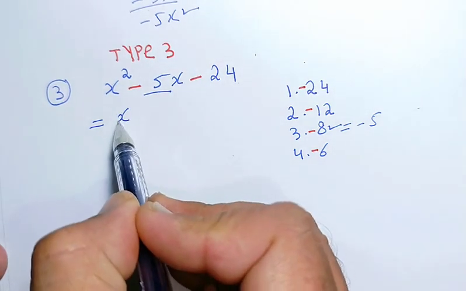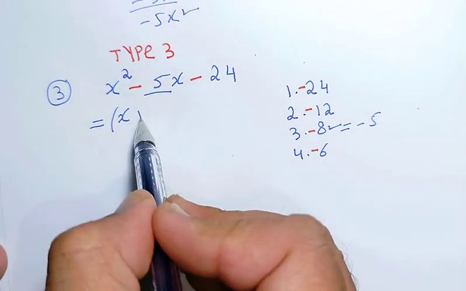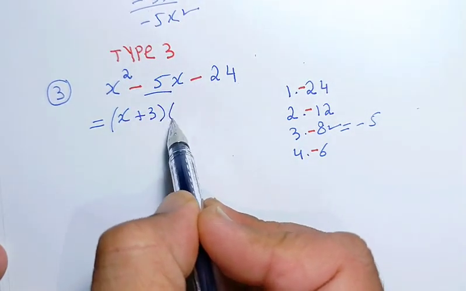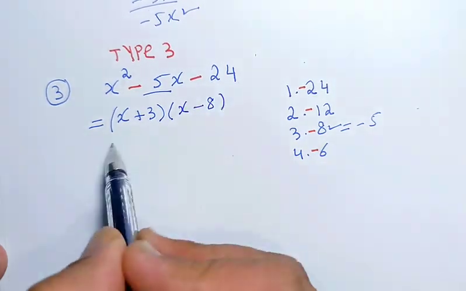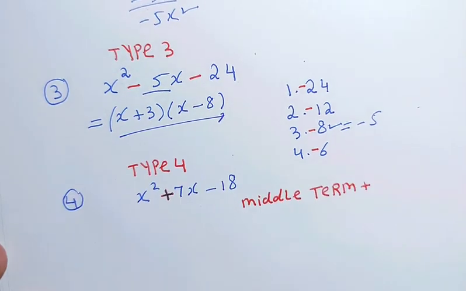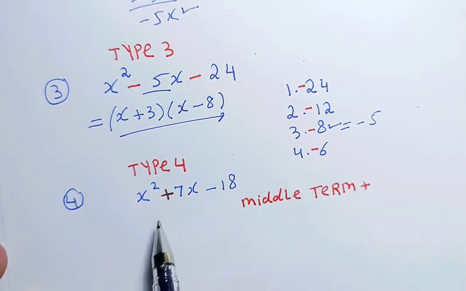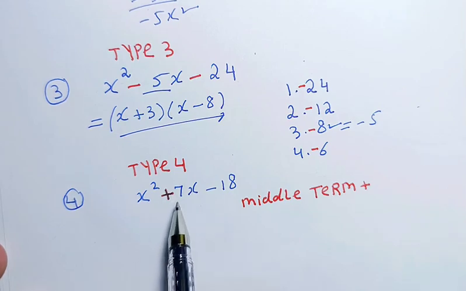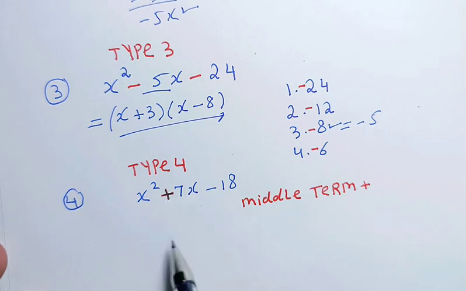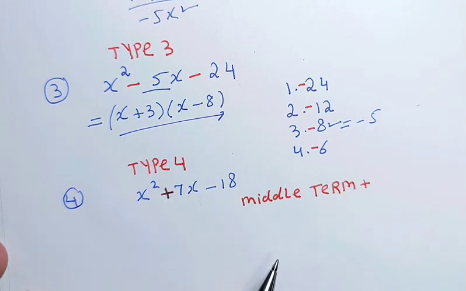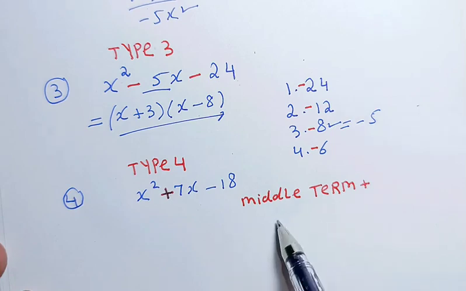So x plus 3 multiplied by x minus 8. This is my final answer. Now we're going to do type 4, x squared plus 7x minus 18. The middle term is positive. When you see the middle term is positive, then in the brackets the larger number will be positive. So we need to find the factors of 18 now.